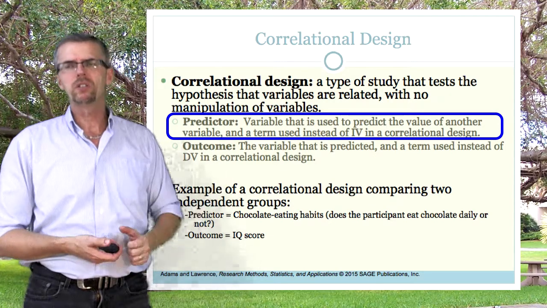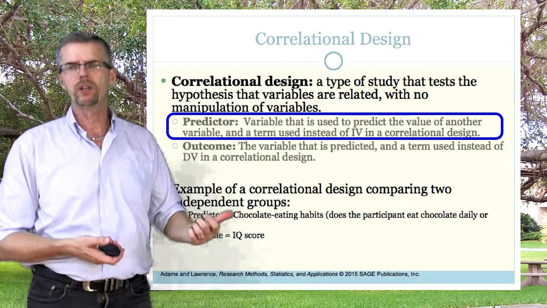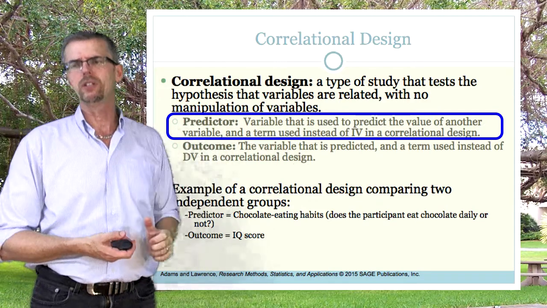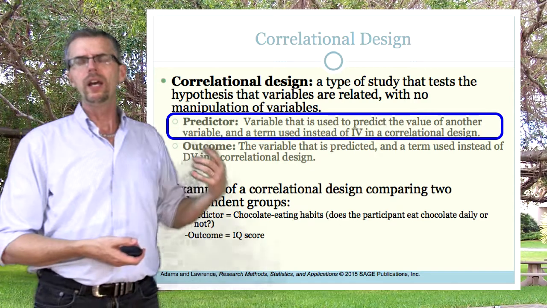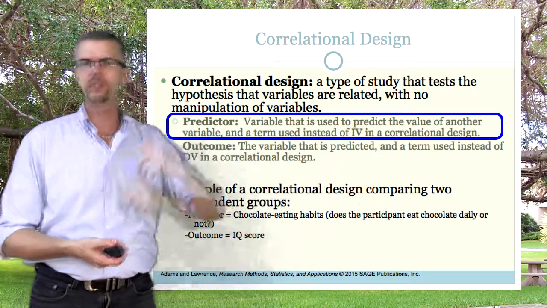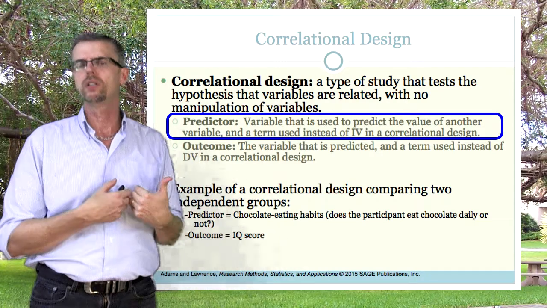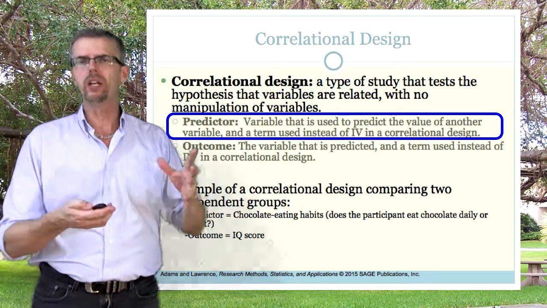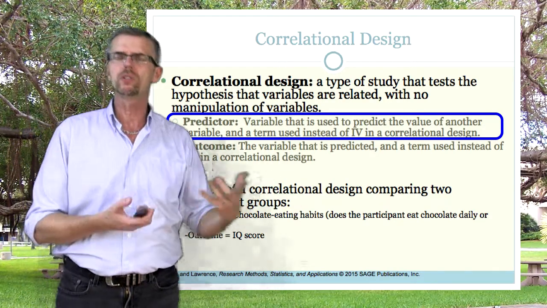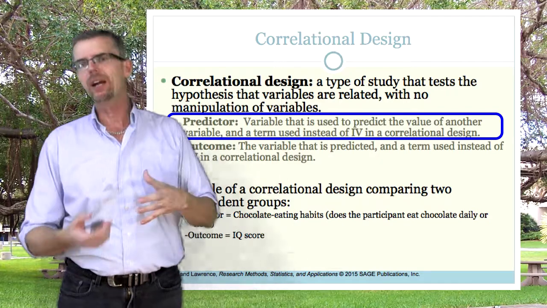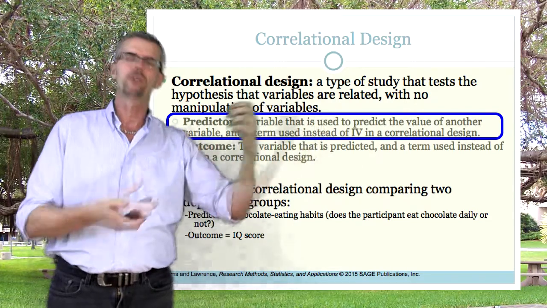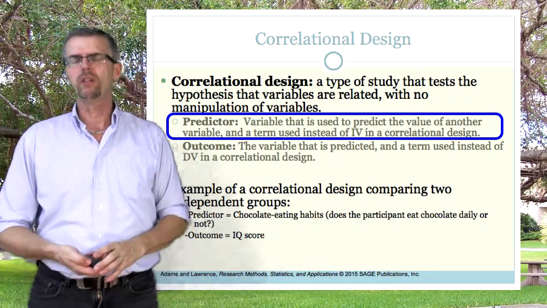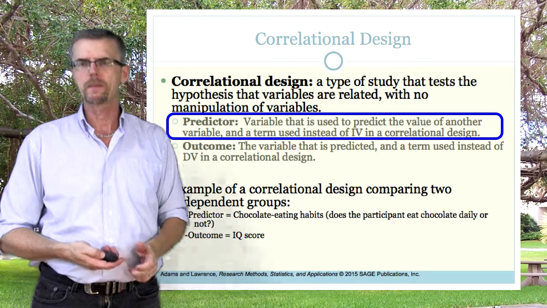An example of a correlational design is comparing two variables. The predictor would be, as they used in the textbook, chocolate eating habits. Does the participant eat chocolate daily or not? And the outcome would be an IQ score, for example. So is there a correlation between how much chocolate you eat in a day and your IQ score? And it speaks about this, and you're not looking as to whether one causes the other, you're just looking at whether there is a correlation. And in that regard, it helps to say this is the predictor, this is the outcome, because that's what you're looking at, and nobody will confuse it then that you're talking about a causal link.